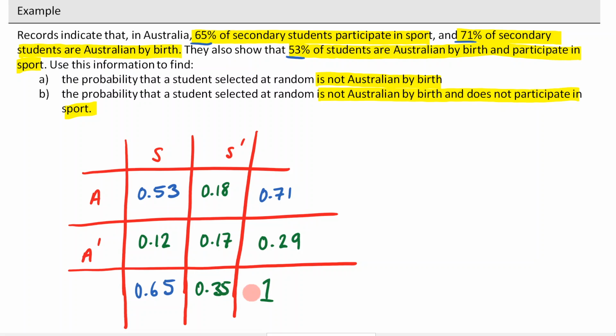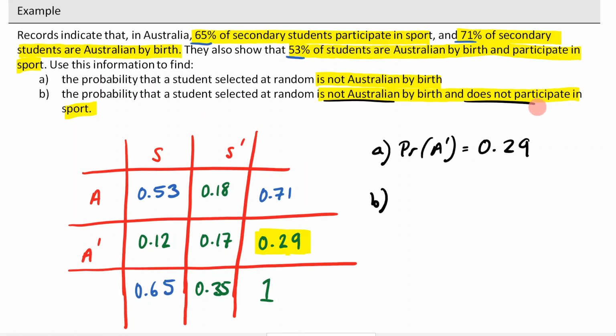Perfect. Now that we've filled out the Karnaugh map, we can now ask ourselves these questions. So find the probability that a student selected is not Australian by birth. So this is A, the probability of A complement. So the complement of Australian. So we would come and we would look here. That is going to be 0.29.